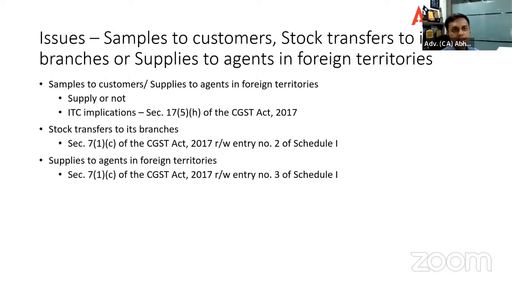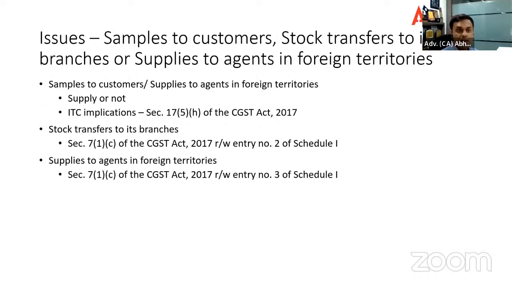There can also be implications on the ITC front, where under 17(5)(h) it says that ITC in respect of free samples is restricted. So to that extent, even section 17(5) would apply, and therefore, as we saw under section 16(2) of the IGST Act, even if you are making a zero rated supply, the provisions of section 17(5) would still be applicable. So to my mind, ITC would get restricted, and also no refund would be eligible in case of samples. In case of stock transfer to branches, the issue is highly contentious.